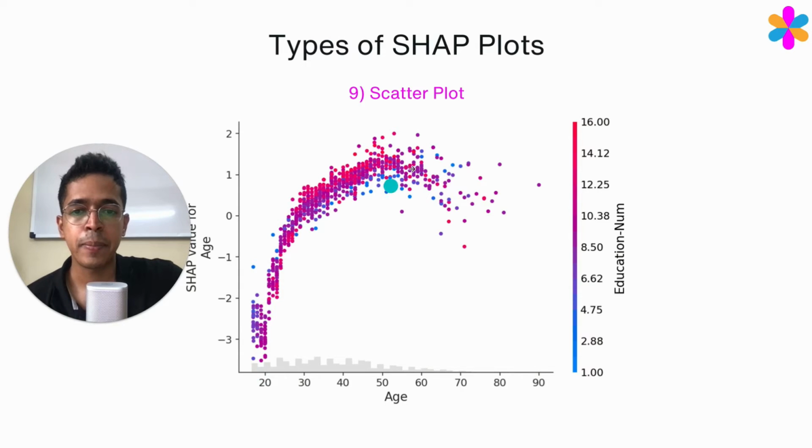And for these people in the medium age range, maybe 40 to 60 age range, maybe the ML model is predicting that they have higher income because age is higher.